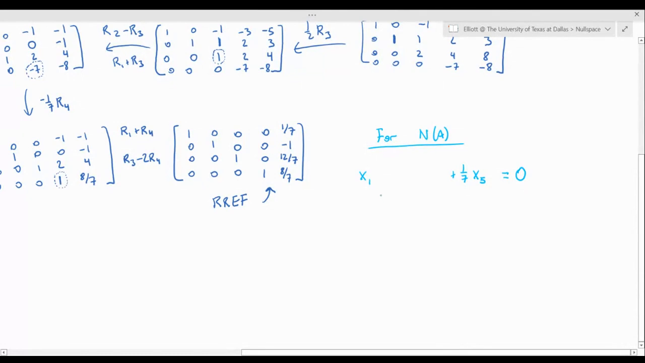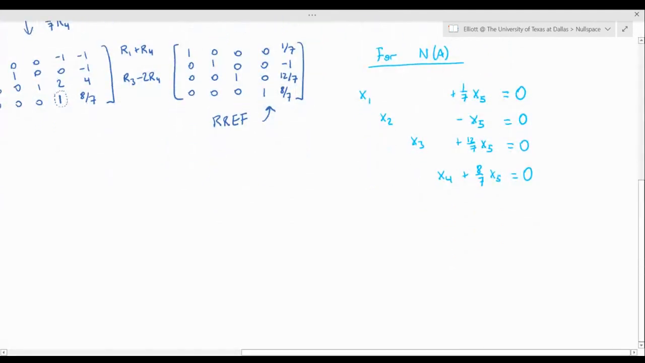Likewise, for the second row, that will give us the equation x2 minus x5, and then we set it equal to 0 for null space. We get x3 plus 12/7 x5 equals 0. And then lastly, we have x4 plus 8/7 x5 equal to 0. So what's happening in this example is we have these 4 equations, and because we have 4 equations, that's going to allow us to solve for 4 of our variables.